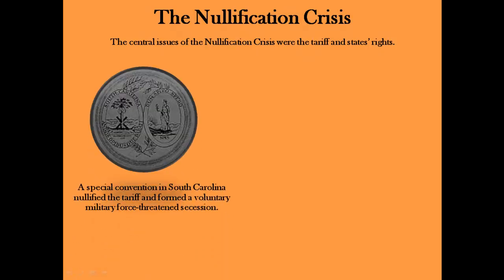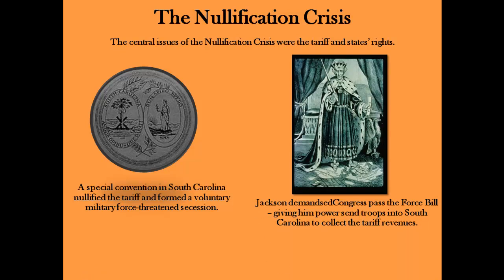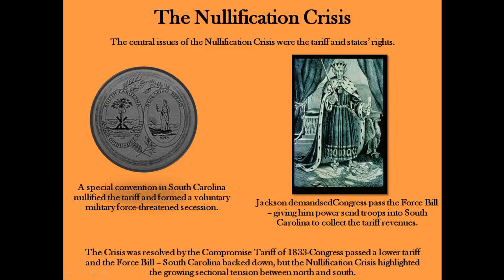South Carolina voted to nullify the tariff and formed an army, threatening to secede from the Union over this issue. Jackson demanded that Congress give him the power to send U.S. troops into South Carolina to collect the tariff through the force bill. While the crisis was averted through compromise, the Nullification Crisis highlights the increasing sectional tension between the two sides in the 19th century.